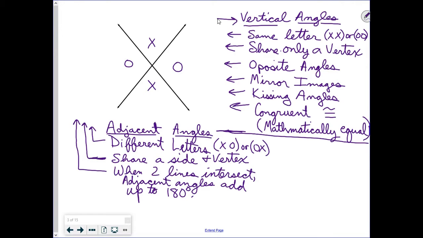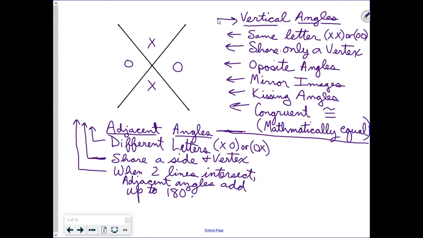They only share one vertex, just one point in the beginning. So they are opposite of each other. It's like they're mirror images. It's like you're looking in a mirror at each other. I call them kissing angles because they meet at just one point, like kissing lips.